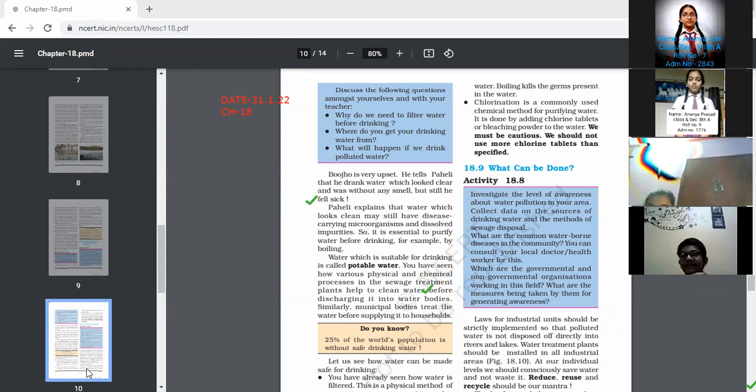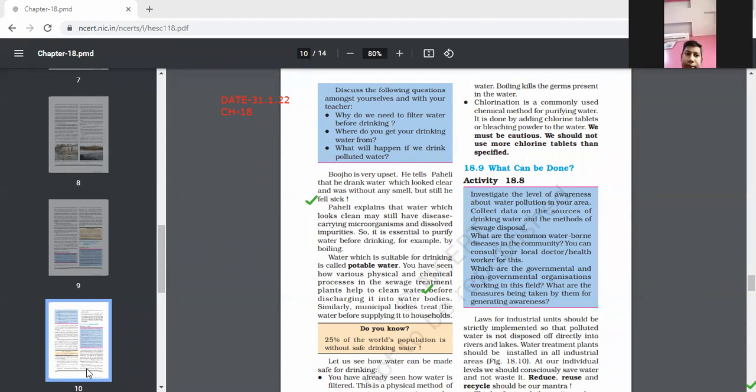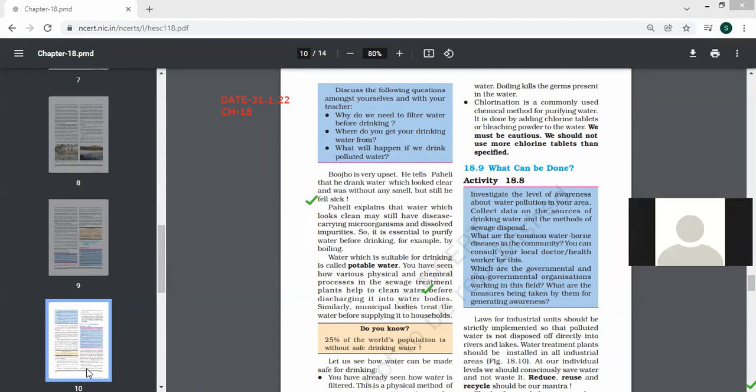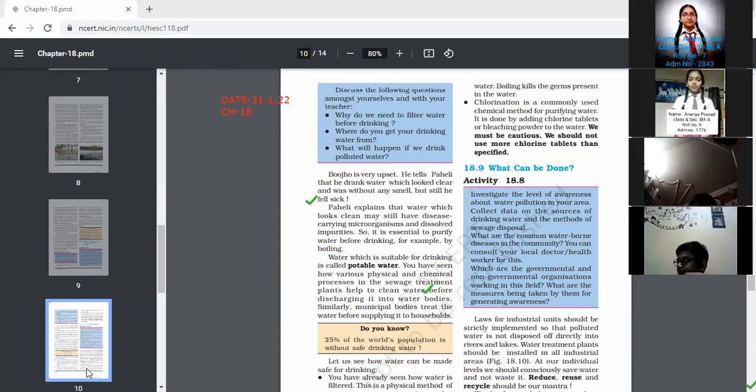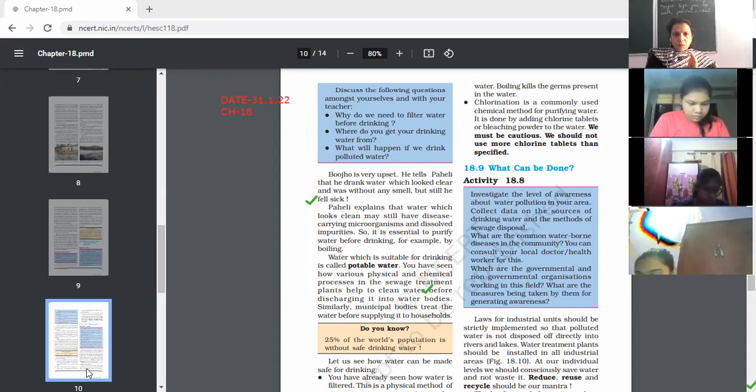Yes, Ananya Kahra, you can read. Okay, ma'am. Bhuju is very upset. He tells Paheli that he drank water which looked clear and was without any smell, but still he fell sick. Paheli explains that water which looks clean may still have disease-carrying microorganisms and dissolved impurities. So it is essential to purify water before drinking, for example, by boiling. Water which is suitable for drinking is called potable water.